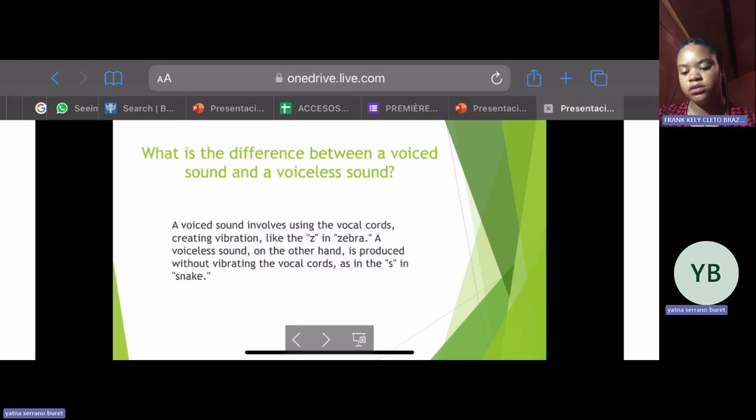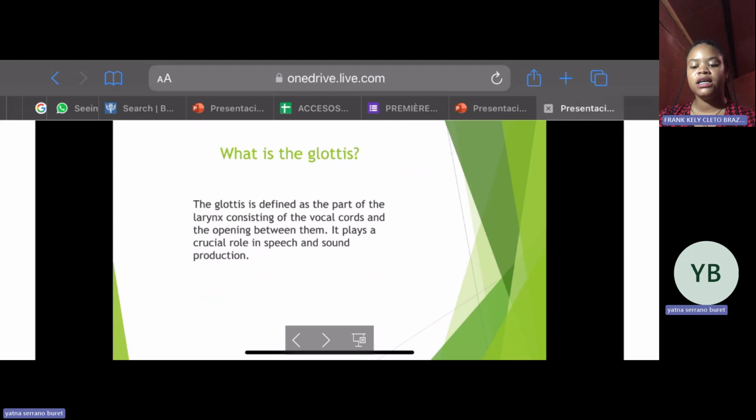A voiced sound involves using the vocal cords, creating vibration, like z in zebra. A voiceless sound, on the other hand, is produced without vibrating the vocal cords, as in snake. The glottis is defined as the part of the larynx consisting of the vocal cords and the opening between them. It plays a crucial role in speech and sound production.